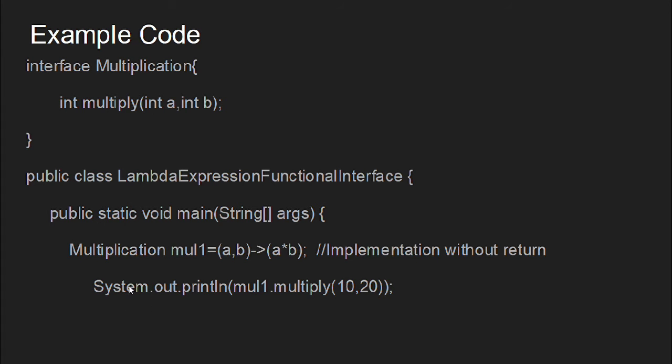Now here I have used this lambda expression to create the object. Now how am I going to use this? System.out.println mul1.multiply. Multiply is the function which I have declared inside my functional interface. It is an abstract function, and I'm passing it two parameters, 10 and 20. It would give me the multiplication of 10 and 20. So it would use this lambda expression implementation when I make a call to multiply.